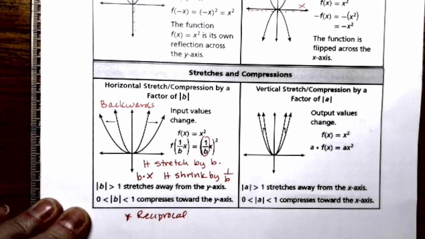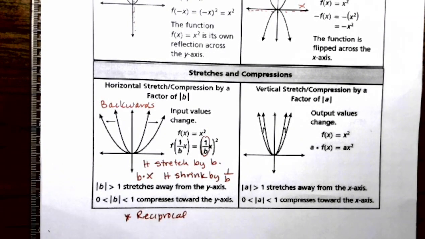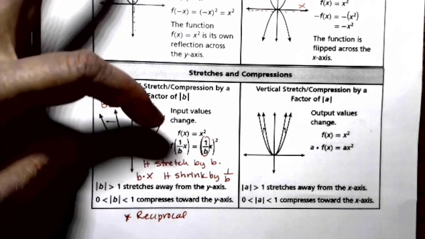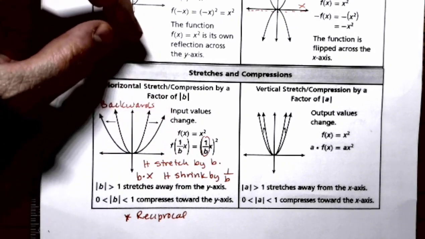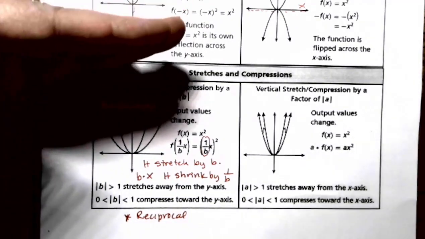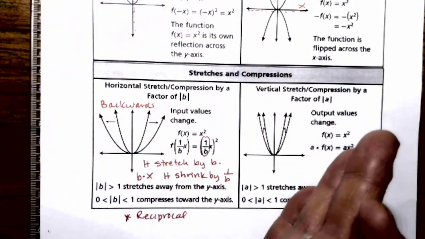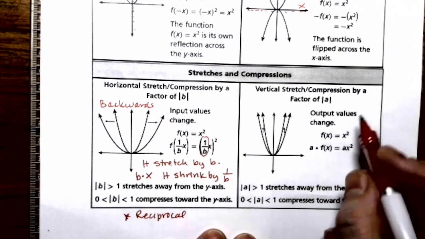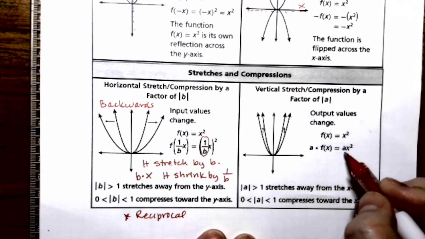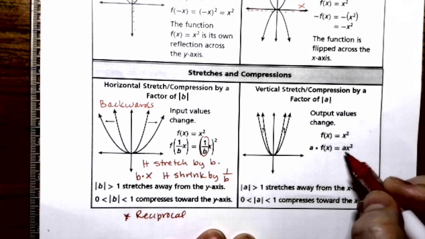of what you're looking at to decide if it's getting bigger, which would be a stretch, or smaller, which is a shrink. And a stretch will make the graph skinnier. Think of pulling taffy. It gets skinny. And a shrink is like squishing it back down. It's going to get wider. Okay, for vertical stretches and shrinks, you're looking at the number a outside of the x squared.